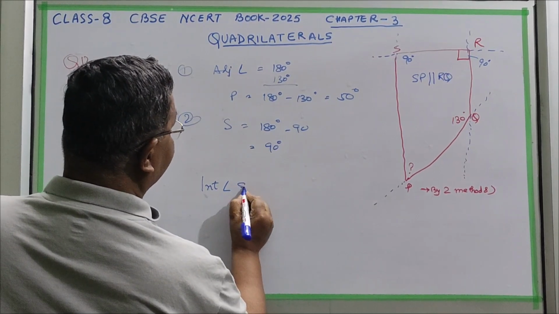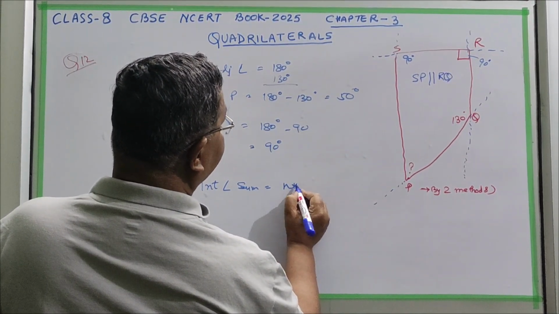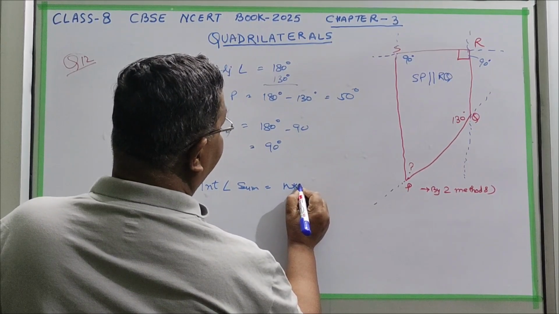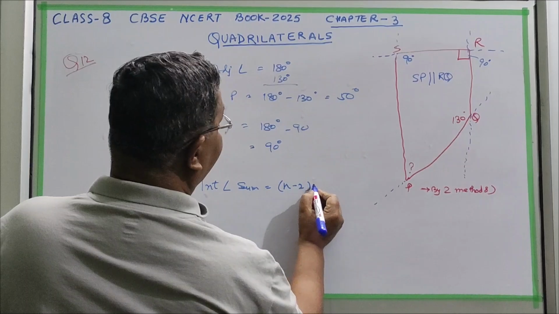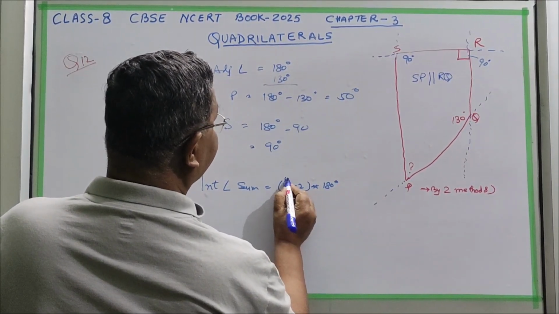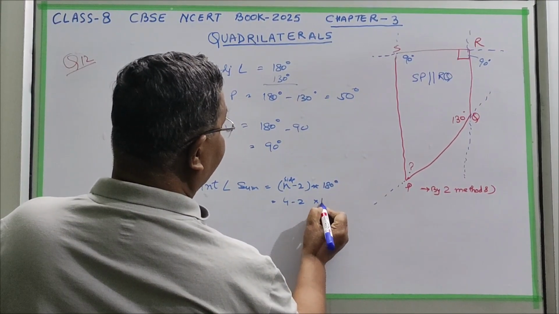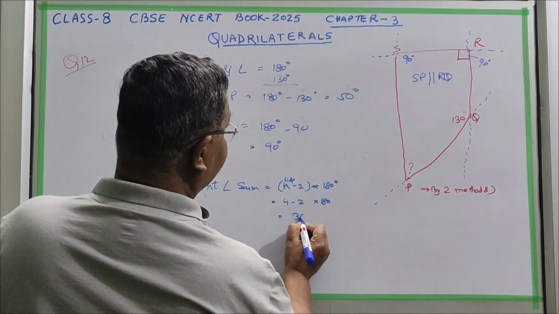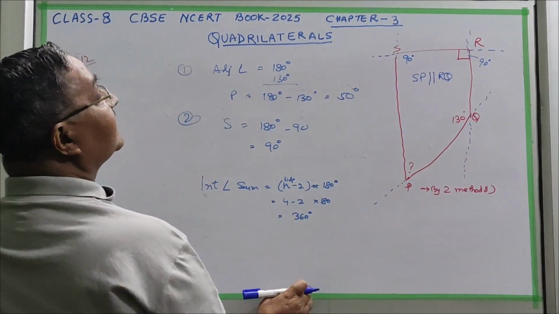The interior angle sum is equal to n minus 2, into 180 degrees, where n is the number of sides. So here there are 4 sides. 4 minus 2, into 180 degrees, is equal to 360 degrees. So the inner angles altogether must total 360.